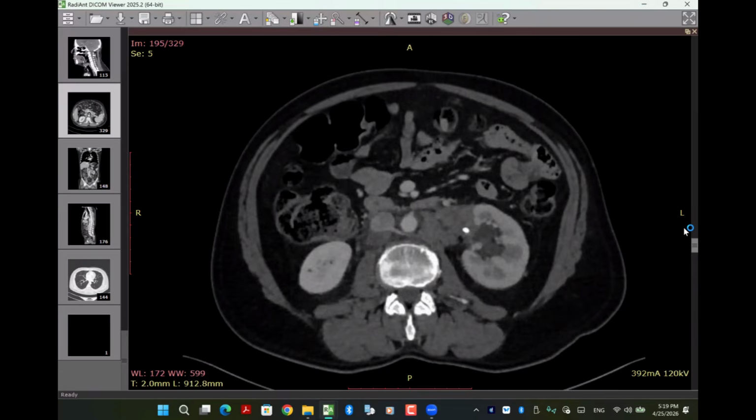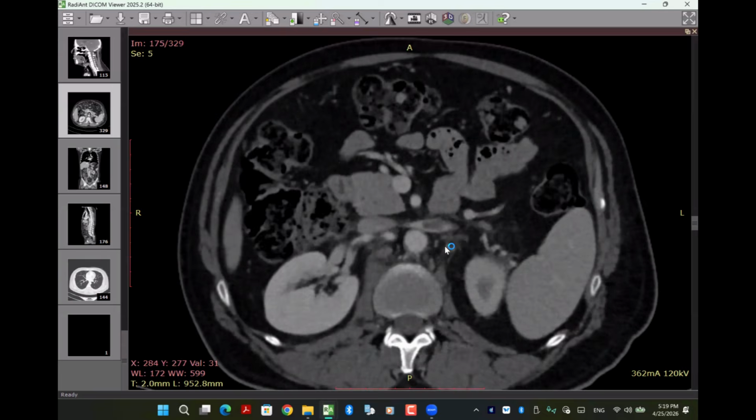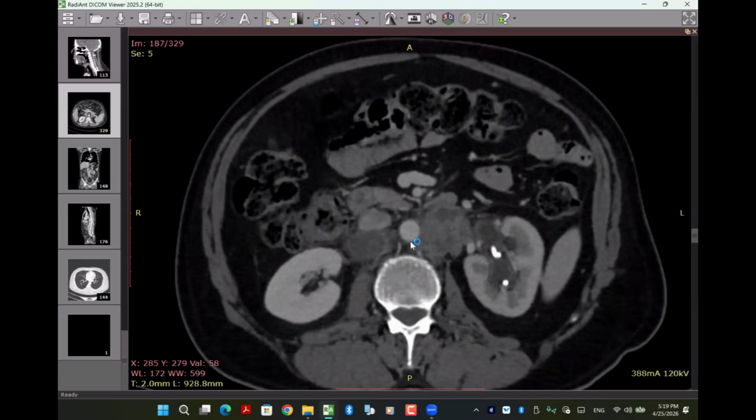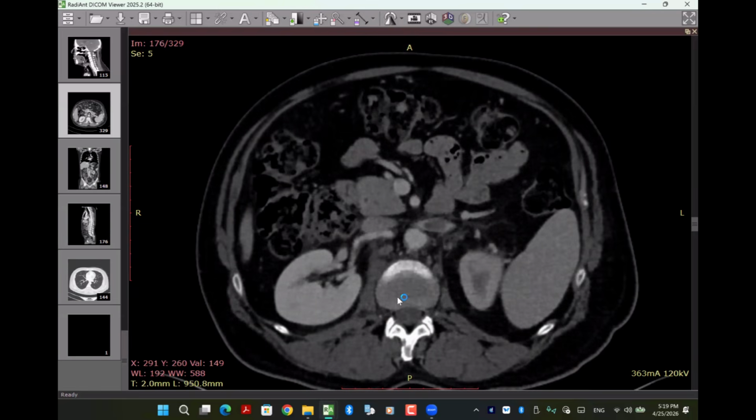And the second thing, don't forget the thrombus inside the vessel. Okay, this is encasement of the artery and invasion of the left vein. Okay.